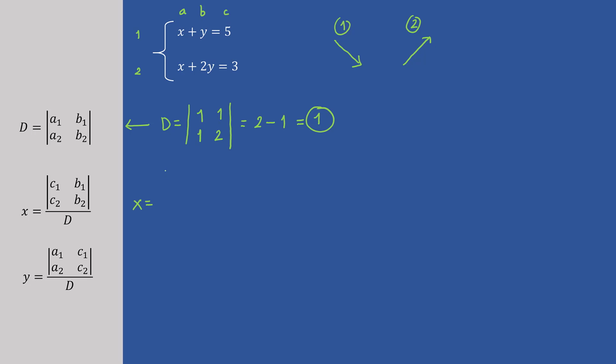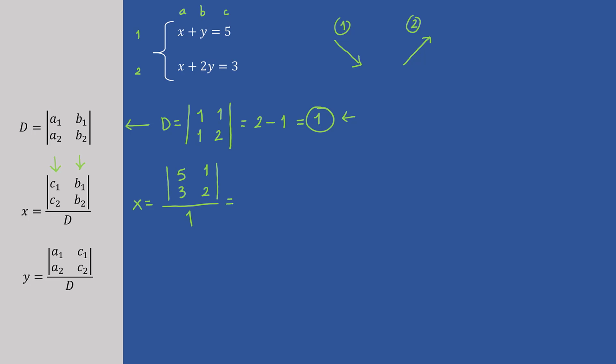We write the bar of our determinant, and the first column is the values of c, the values of c of our first and second equation, which are the constant numbers. So 5 and 3. Now our second column is the values of b, the values of y of our first and second equation. In this case is 1 and 2. And we are going to divide that over the determinant of the system that we already found, which is 1.